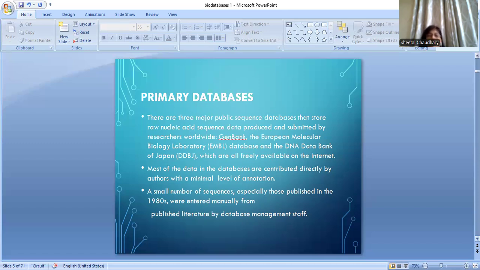Most of the data in the database are contributed directly by the author with a minimal level of annotation. So annotation is less in case of primary databases, and that data is submitted by author or scientist. A small number of sequences, especially those published in 1980s, were entered manually from the published literature by database management staff. So the sequence which is present before 1980 was manually inserted in that database by database management staff.